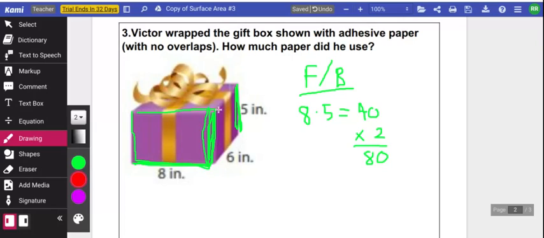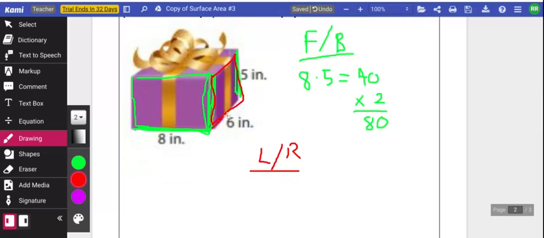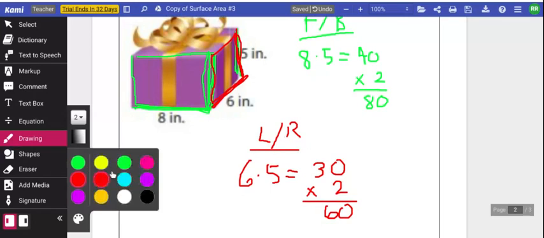Okay, now let's do the sides. So this side, I could say the right side and the left side. The left, we use L for left and R for right. So on the sides, I have a 6 by what? A 6 by 5, right? A 6 by 5 rectangle. I know 6 times 5 is 30. So it's 30 square inches on the right and 30 square inches on the left. So I have two 30s. I could say 30 times 2 is 60.